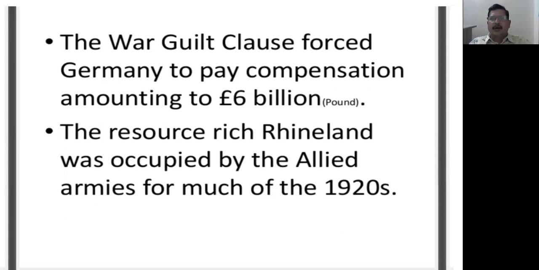The war guilt clause forced Germany to pay compensation amounting to 6 billion pounds. 6 billion pounds they had to pay as compensation to the Allied forces. The resource-rich Rhineland was occupied by the Allied armies for much of the 1920s. For many years, they had occupied the part of Germany which was very rich in resources, Rhineland.